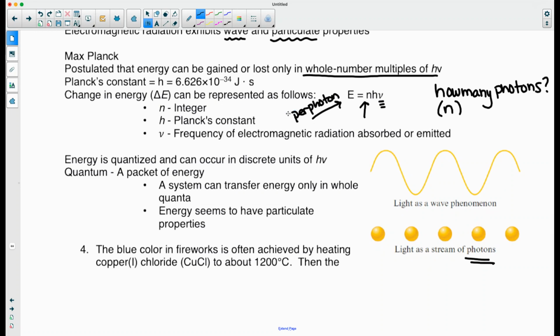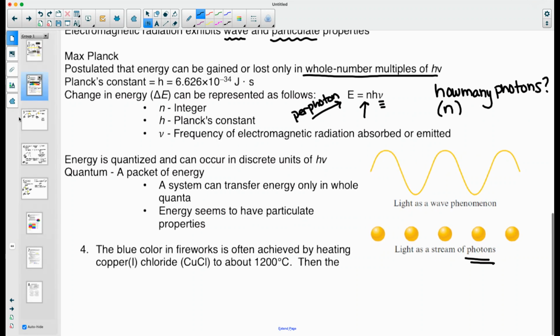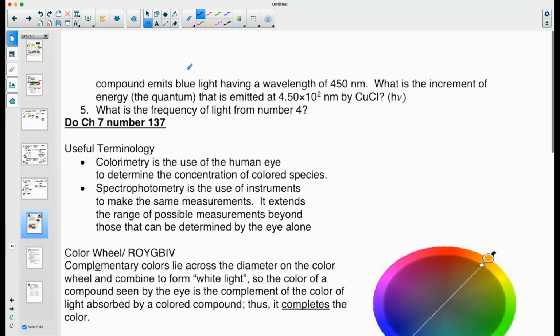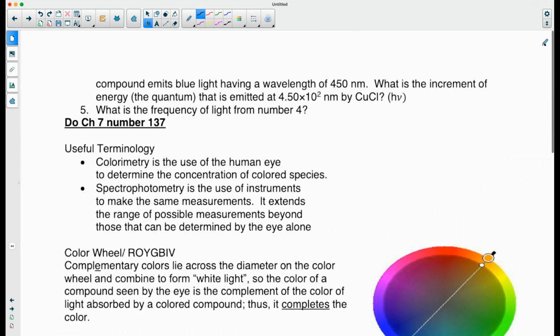So the next question says that the blue color in fireworks is often achieved by heating copper(I) chloride to about 1200 degrees Celsius. And then this compound emits blue light having a wavelength of 450 nanometers. And they want to know what the increment of energy is that can be emitted by this wavelength of light.